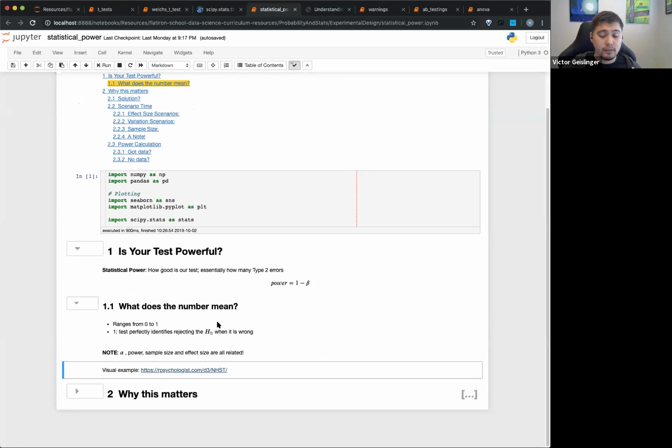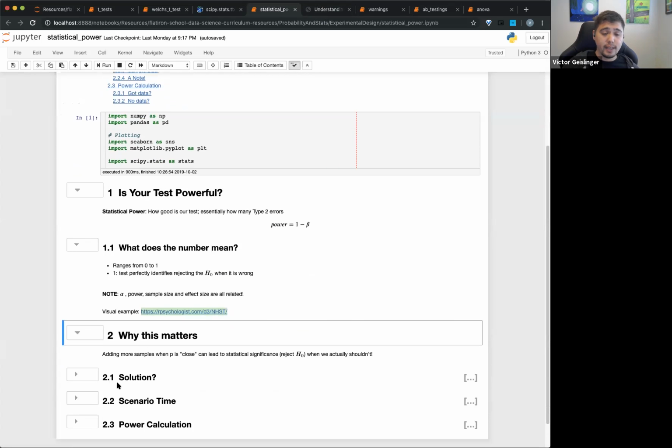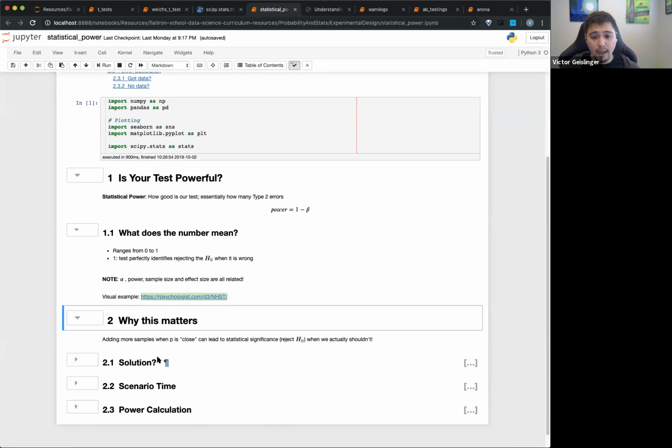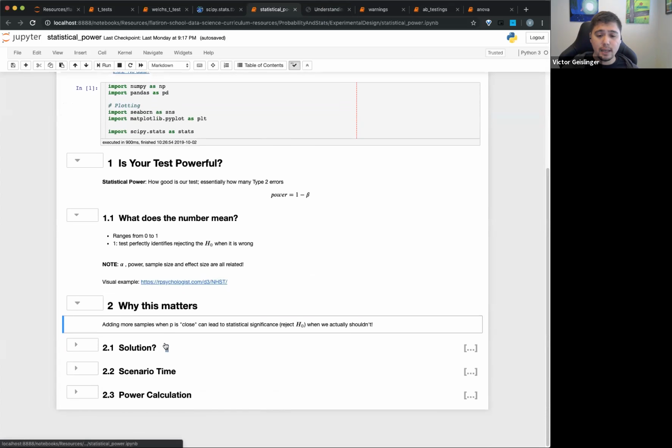All right, I think it's a great one to play around with. I really recommend playing around with this website and getting a feel for how these things change. So then it comes to say, why do we even care about statistical power? Let's see here: adding more samples when P is close can lead to statistical significance, rejecting the null hypothesis when we really shouldn't.